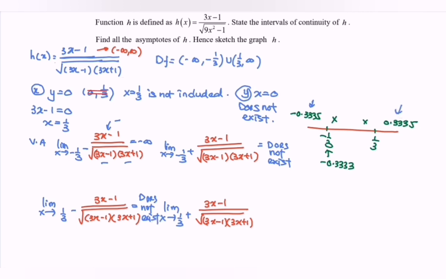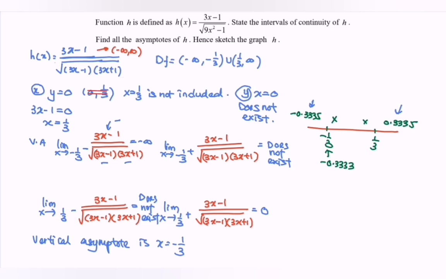Next, focus on 0.3335. So if we substitute by using the calculator, notice that we were approaching 0. So from here, we can say that the vertical asymptote is x equals negative 1 over 3. And for 1 over 3, it is not a vertical asymptote because it doesn't show increasing or decreasing. It is approaching 0.